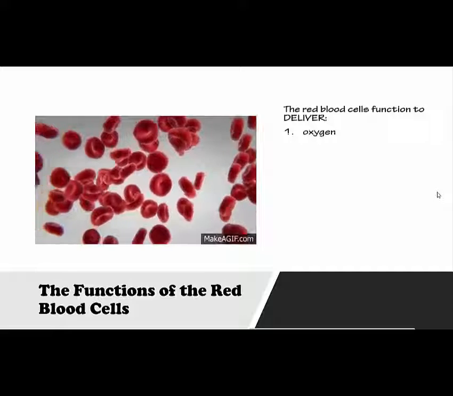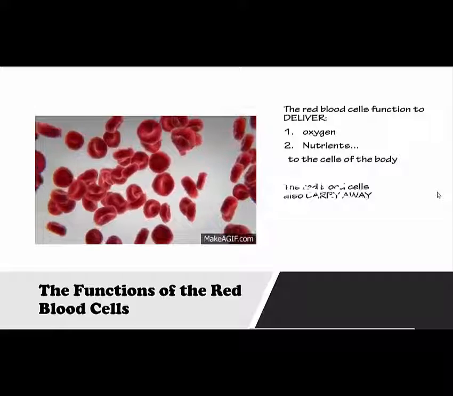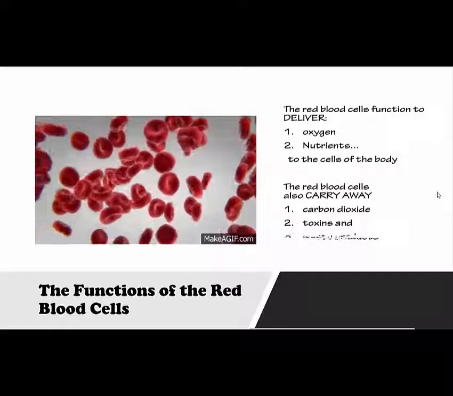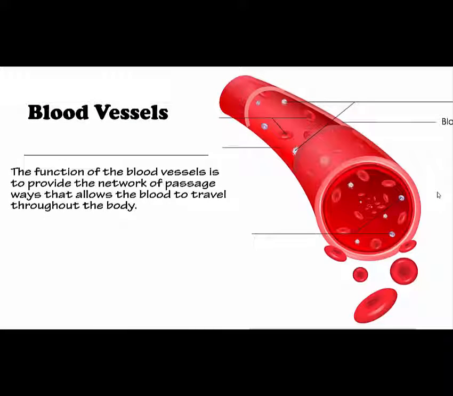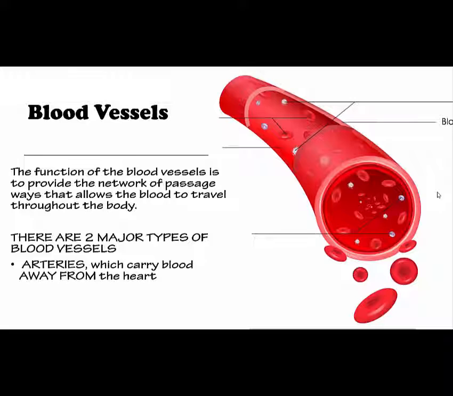The red blood cells function to deliver oxygen and nutrients to the cells of the body. The red blood cells also carry away carbon dioxide, toxins, and other waste products from the cells of the body. The function of the blood vessels is to provide the network of passageways that allows the blood to travel through the body. There are two major types of blood vessels: arteries, which carry blood away from the heart, and veins, which carry blood toward the heart.